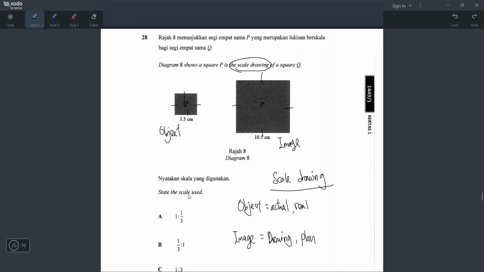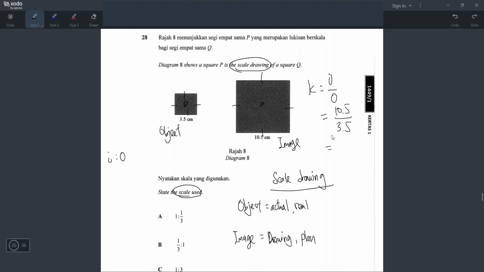Yeah. So now they say state the scale used. Which formula can I use to find the scale factor? The formula for scale factor is image divide object, or image ratio object. Or you can also say, because some of you might use the Form 5 formula, which is k equals I per O, which is the same thing, right? Because if you do that, you get the same. You would just take the image, which is 10.5, over the object, which is 3.5.